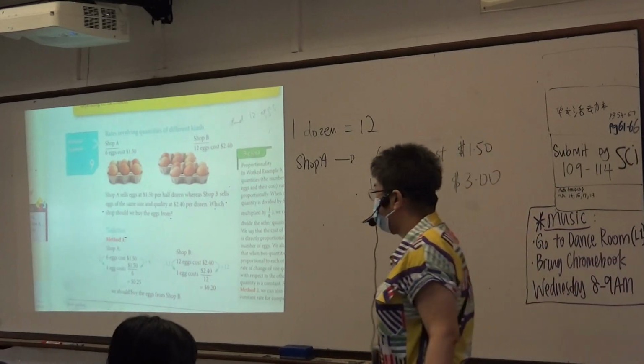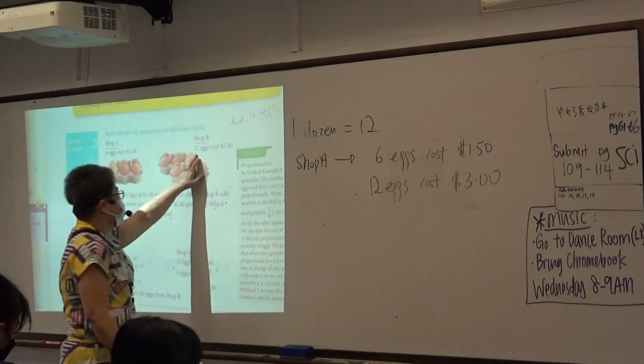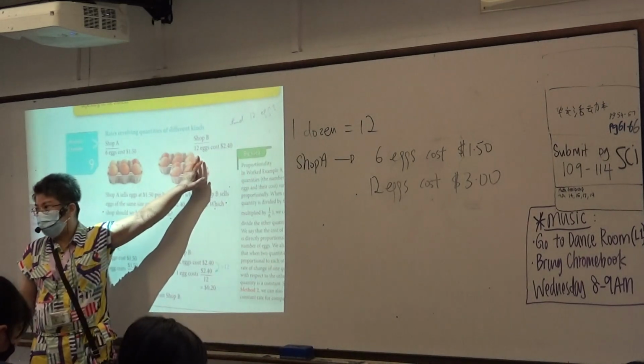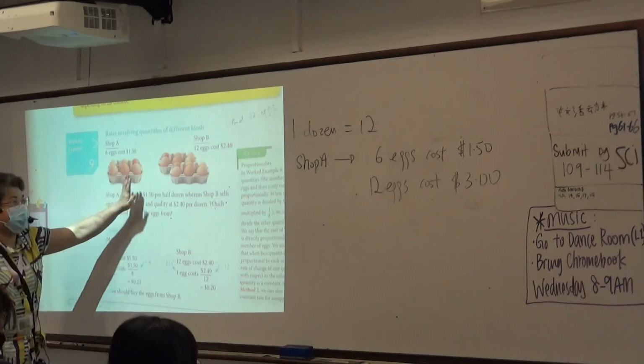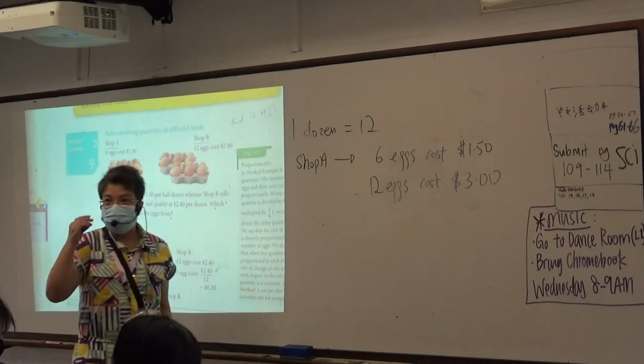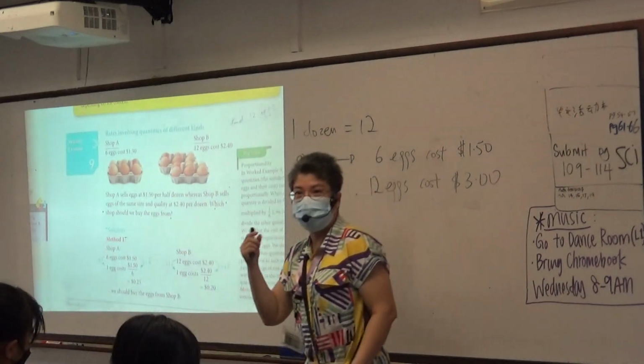Now, of course, another way is what? Change this to 6. If I change this to 6, this will be what? 120. So you compare these two shops. That means you must change it to the same base.